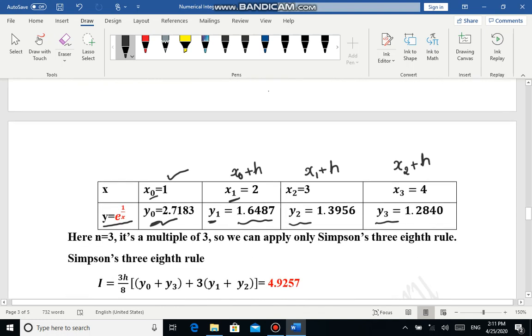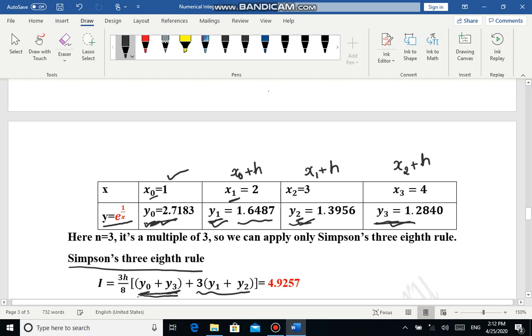I told you already, here n is a multiple of 3, so we need to apply Simpson's 3/8 rule. So consider the Simpson's 3/8 rule formula. 3h by 8 times the initial value of y and the final value of y. Here the initial value of y is y0 and the final value of y is y3. So first consider that, plus 3 times the terms whose suffixes are not a multiple of 3. If we consider y0 and y3 here, the remaining terms are y1 and y2. These two are not a multiple of 3. So consider those two here.